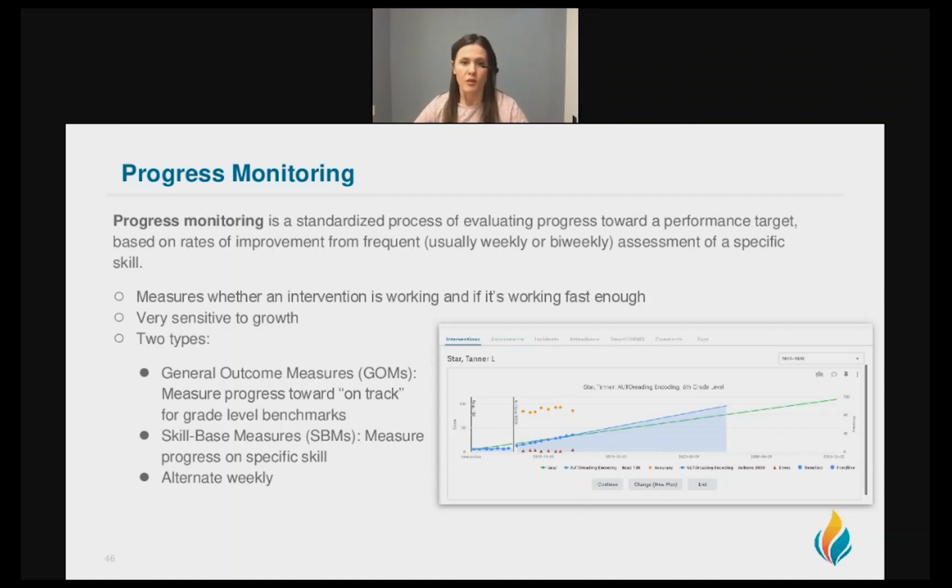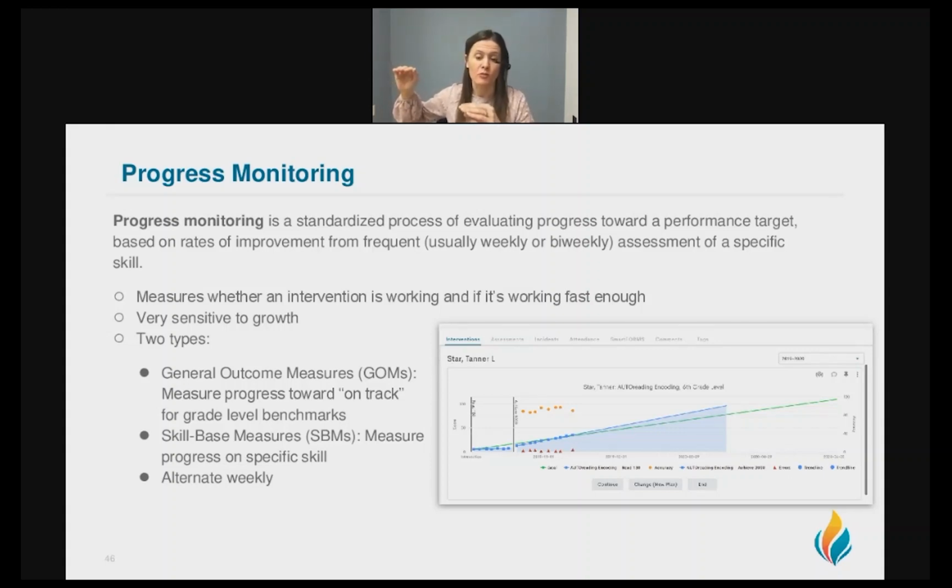There are different ways that we can measure whether the intervention is working and if it's working fast enough. These measures should be very sensitive to growth. And what we see is there are two types of progress monitoring tools that typically exist. One is a general outcome measure, and one is a skill-based measure. So a general outcome measure is how we're tracking whether the student is on track for grade level expectations. Generally, this is where we would expect a fourth grader to be performing. We want all students to get there.